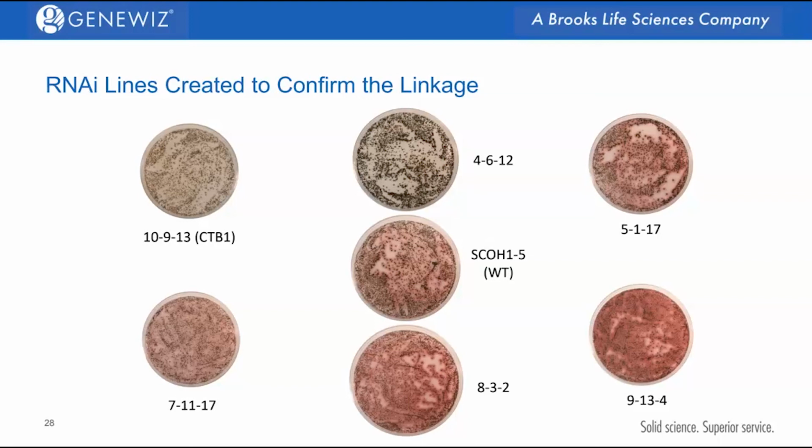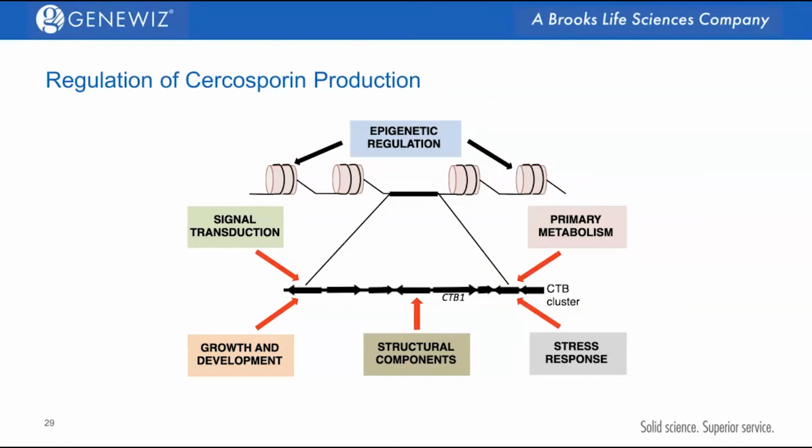Now, from all this study, we were able to put together these pieces of the puzzle on how cercosporin is regulated. We were able to identify a lot of genes that had functions in epigenetic regulation, a lot of genes that could directly impact through signal transduction, primary metabolism, and a lot of genes that played a role in stress response, structural components, growth and development. So we were now getting a big picture of these genetic regulators of the CTB cluster.